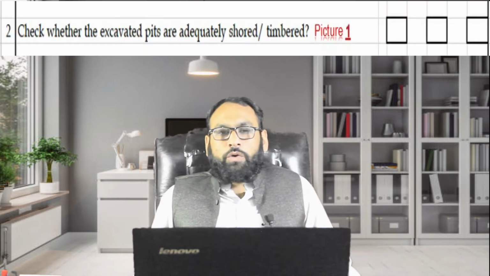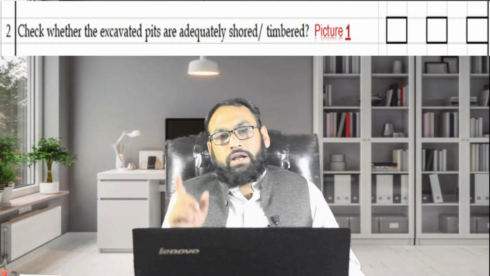The second important point: check whether the excavated pit is adequately shored or timbered or not. If the depth of the excavation is more than 5 to 6 feet, or 6 to 7 feet, it also depends on the quality and texture of the soil. If the soil is loose and non-cohesive, you must shore or timber the side edges of your excavation to avoid any sliding.